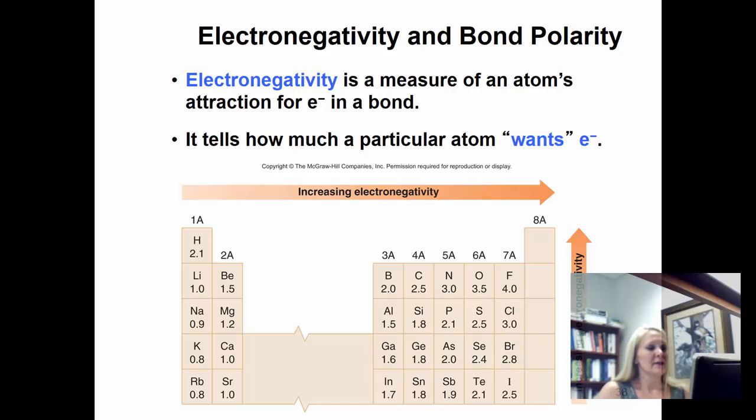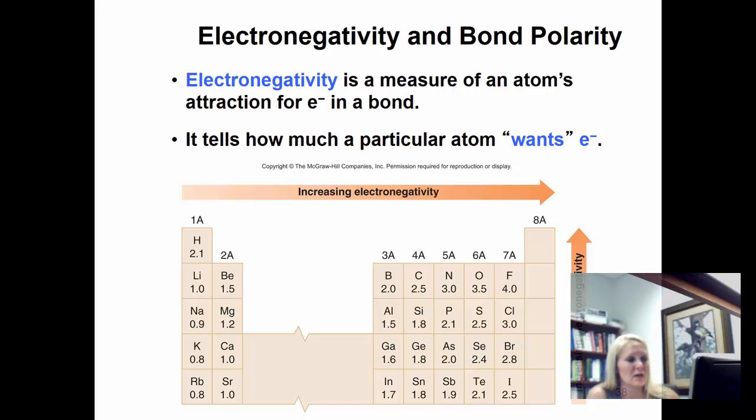So if you look here, you don't have to really memorize values. You just have to know the trend. The way I remember it, and the way my students remember it best, is fluorine is the most electronegative. So if you move away from fluorine to the left, or you move down away from it on the periodic table, then you are becoming less electronegative.